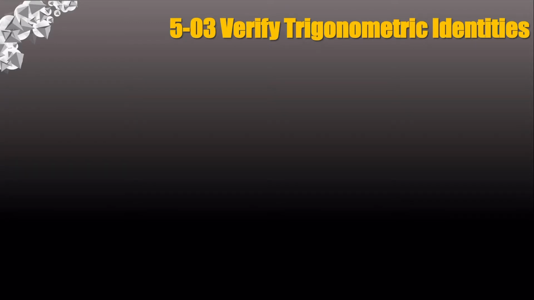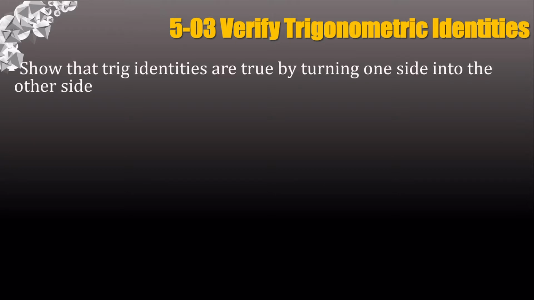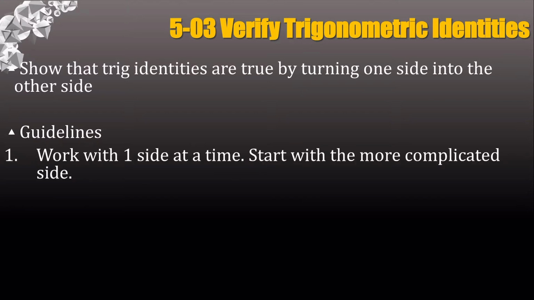Lesson 5.3. Verify trigonometric identities. So this time we're going to take these identities and some complicated ones and show that they are true. The process of doing this: you turn one side into the other side. So you work with just one side at a time, starting with the more complicated side.